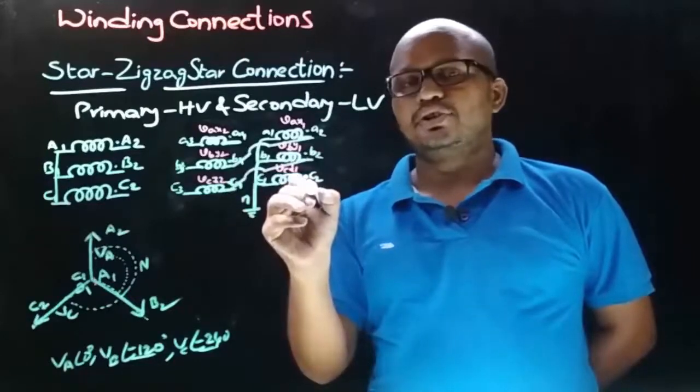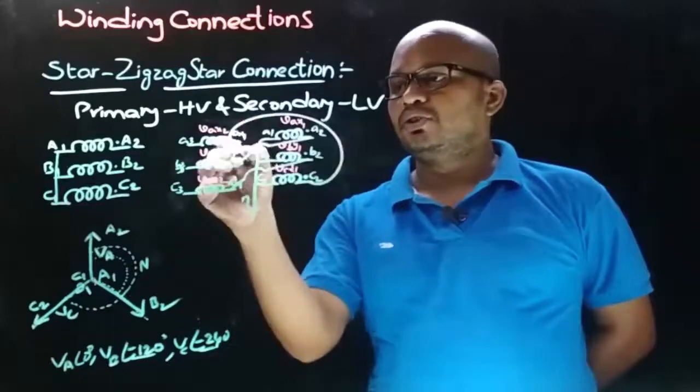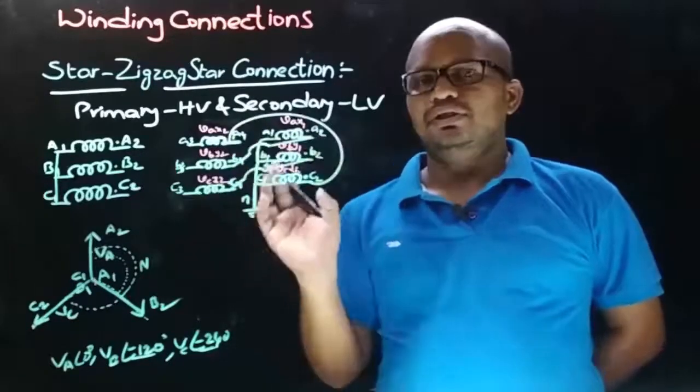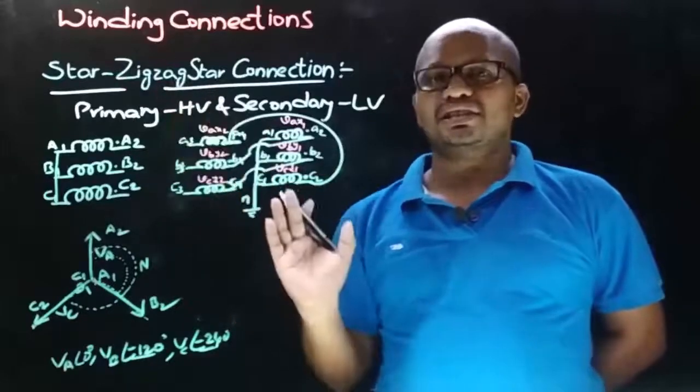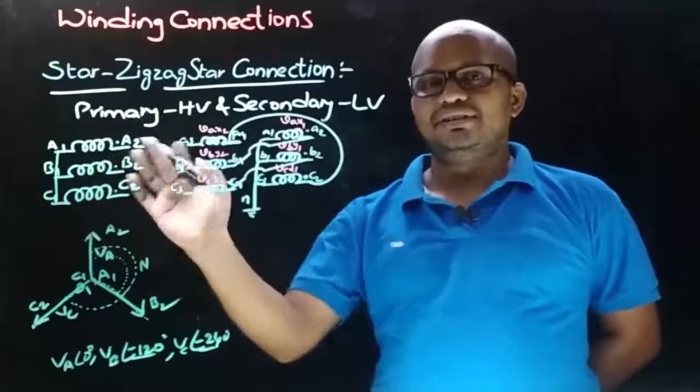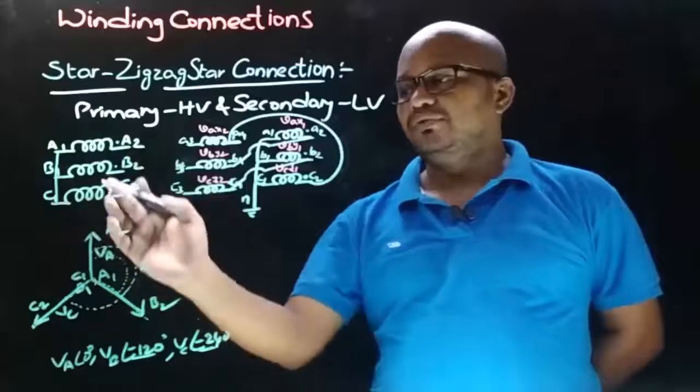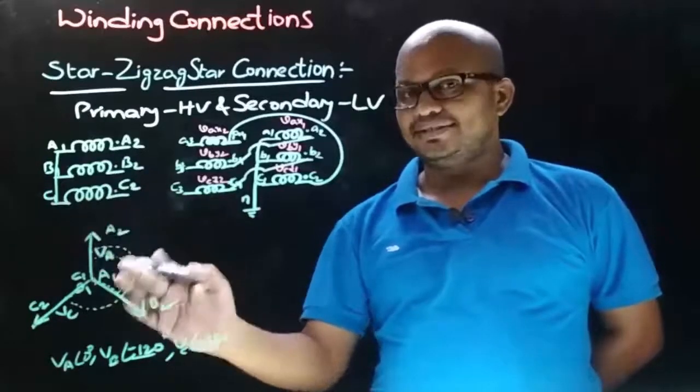And similarly, dot end terminal C2 with dot end terminal A4. Therefore, this is the second possible connection of star zigzag star connection. In this, on primary side, we didn't change any connection. Therefore, we left the phasor diagram as it is.